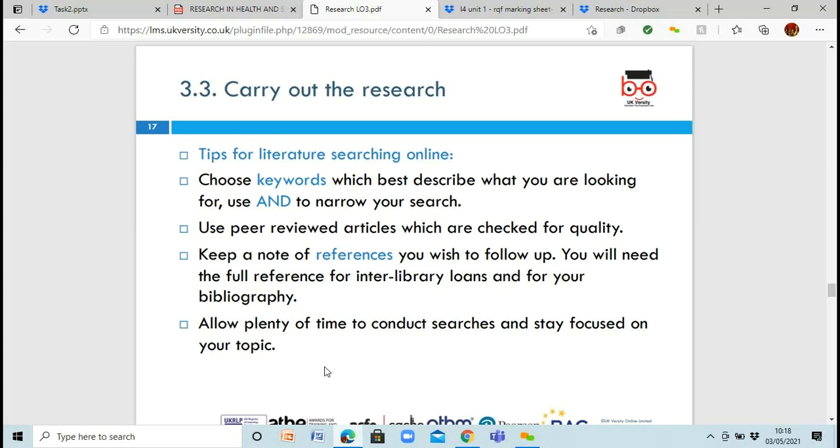Brilliant. So we've got a couple of tips on here. Choose your keywords. Make sure you put "and" in when you're doing your research. Put your keyword down, then put "and", then put down what exactly you're researching, and it'll narrow it down. Look at articles that are peer reviewed. Obviously, with your own knowledge now in this topic, you'll know whether or not it's fake news or real news. Make sure you put down your references, in case you want to follow up, or in reality, so you're able to reference it and put it in your bibliography.